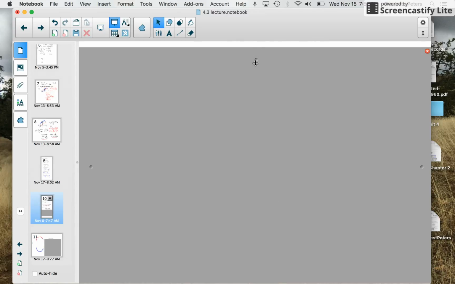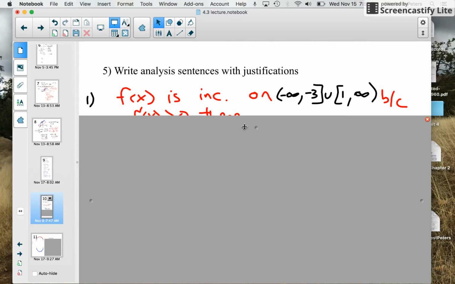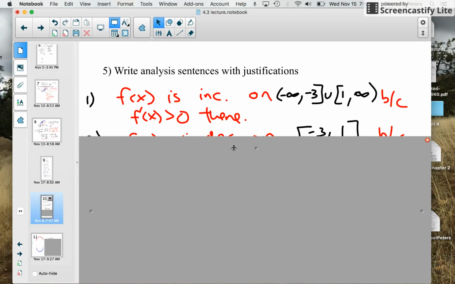And then the last thing we want to do is write our analysis sentences. A sentence that we would say is f of x is increasing on -∞ to -3, union 1 to infinity, because f prime of x is greater than 0 there. And we do include these points when we talk about f of x being increasing or decreasing, because these points are part of what makes it increasing. So it is increasing until we get to -3, and -3 makes it kind of an increasing function there.